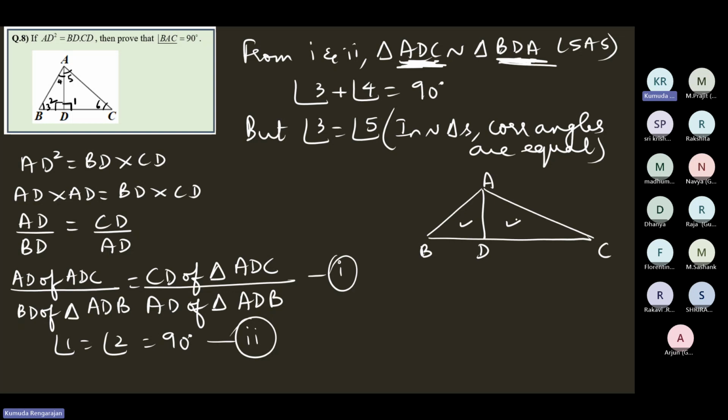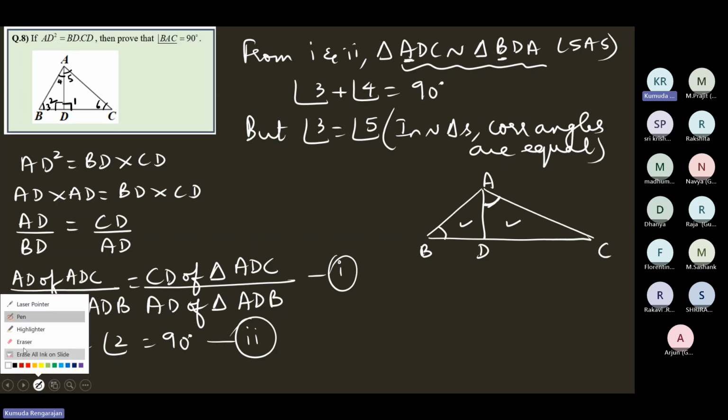In ADC, angle A. See, I'm reading from this one, children. This is the correct order. This is the order in which the vertices coincide. The vertices are related. So I'm reading from this one. Angle A is angle A of this triangle ADC. A of ADC is equal to B of BDA. These two angles are equal. That's why angle 3 is equal to angle 5.